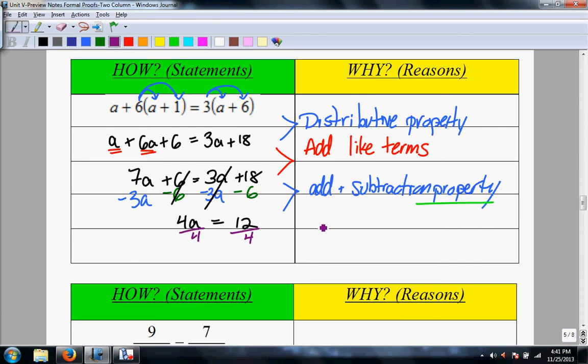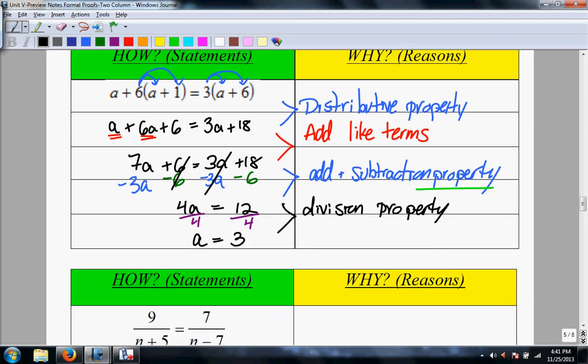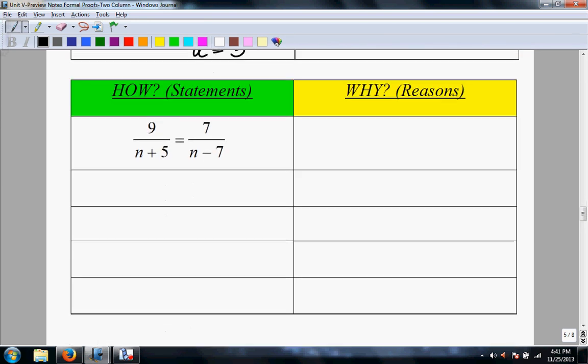Then the last step is we divide by 4, of course. And we have the variable a equals 3. And the reason we can do these two steps is the division property. So again, on the left is your how, on the right is the why. Let's see what you did here.